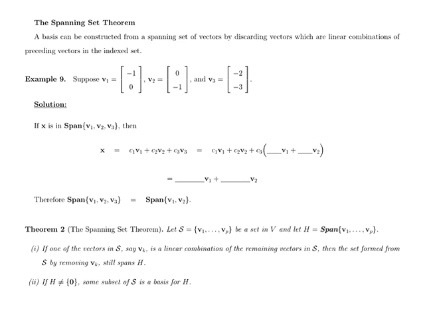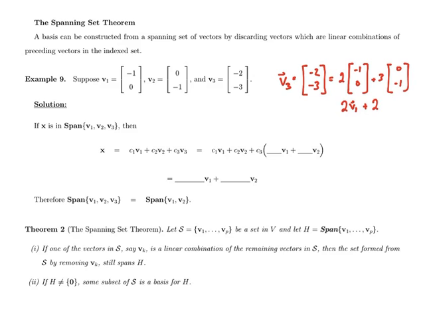Here we have 3 vectors. v1 is negative 1, 0. v2 is 0, negative 1. v3 is negative 2, negative 3. And the important thing to understand here is that v3, which is negative 2, negative 3, is 2 times v1 plus 3 times v2. It is a linear combination of the other vectors in that set. And therefore, that means that v1, v2, v3 is not linearly independent. That means that this is not the best way to write the spanning set.